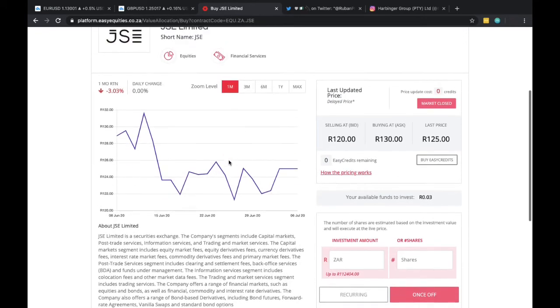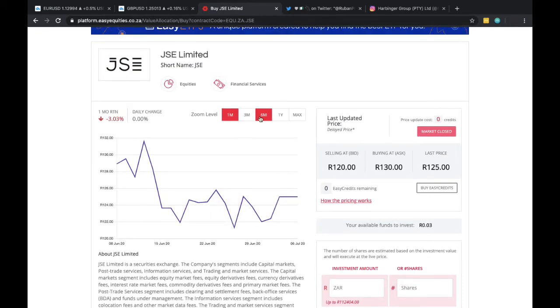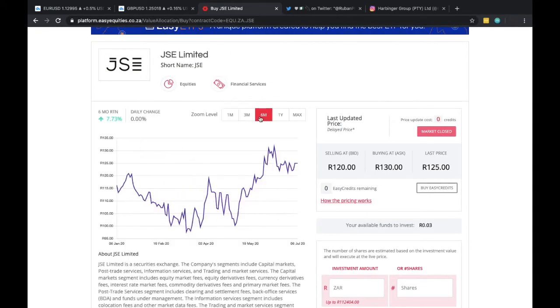For the JSE, there weren't a lot of options to be looking at for J, and the reason why I chose the JSE is because it's something that I think everybody should go and research and understand, just to see how big of a market the stock exchange is.